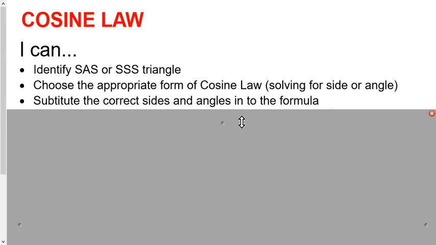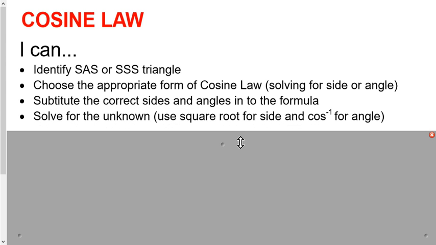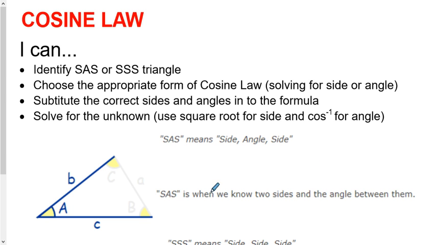I can substitute the correct sides and angles into the formula, and I can solve for the unknown by either taking the square root of both sides or taking the inverse cosine if I'm looking to find an angle. Now, my first one here is side, angle, side. So that's literally SAS, which means side angle side, in that order.